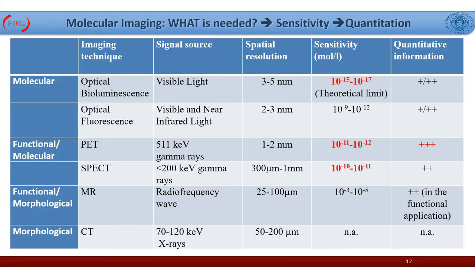Now, what kind of device do we have for doing this molecular imaging? If you look at the column imaging technique, you have optical, bioluminescence, optical fluorescence, positron emission tomography, single photon, MRI, CT, CT just for morphology. And what is needed? You have to have a high sensitivity. Otherwise, you don't have molecular imaging. That doesn't mean that you image a molecule, but you have to have a sensitivity to measure something that is starting, that needs to be seen.